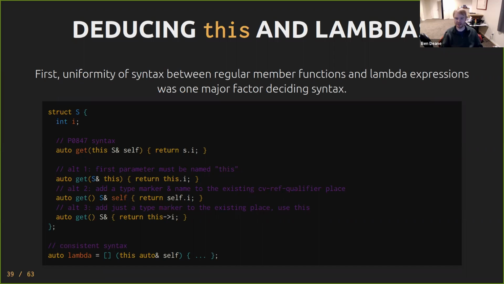Number 3 was considered. So number 1 was putting this as the mandated name of the parameter. Number 2 was adding a marker to the existing CVRef qualifier place, putting a self on the end or whatever. Number 3 was just adding a type marker to the existing place and using this as normal. This has issues with lambdas too, and possibly issues with dependent types. There's all kinds of esoterica that goes on with that. But no, the syntax we settled on was one that worked with lambdas and member functions alike consistently.